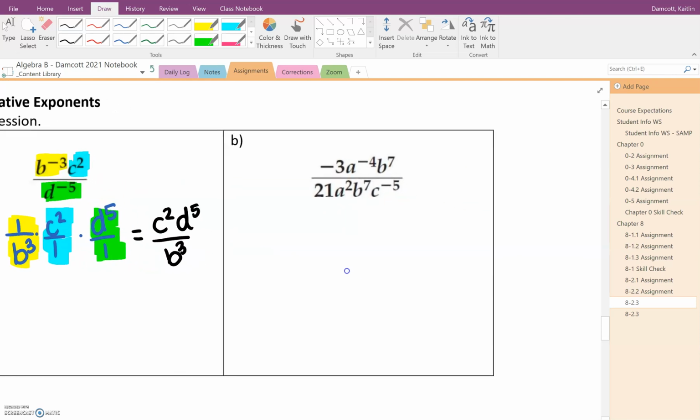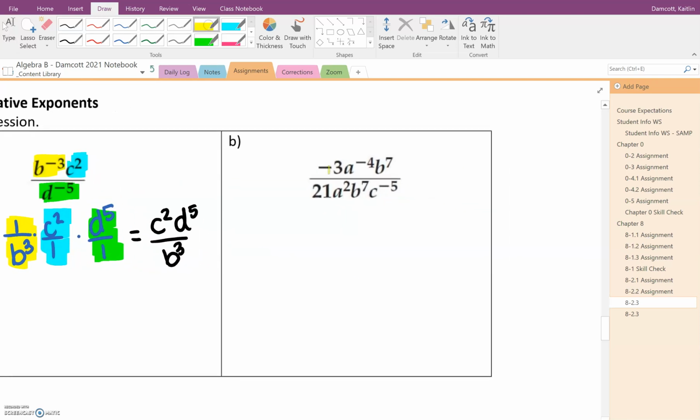All right, in example B, hoping to get this done in 3 minutes. We've got numbers here, so negative 3 over 21. We've got a to the negative fourth, a squared. We've got b to the seventh, b to the seventh, and then finally c to the negative fifth.